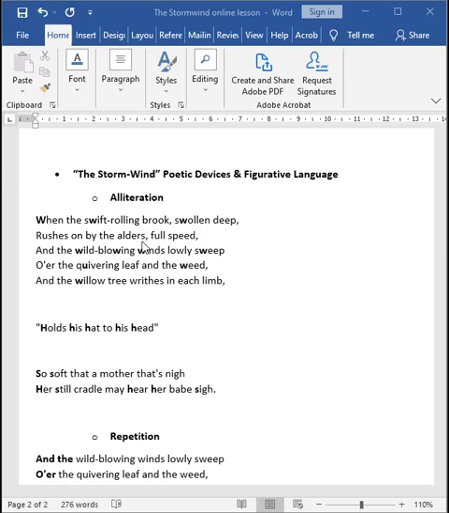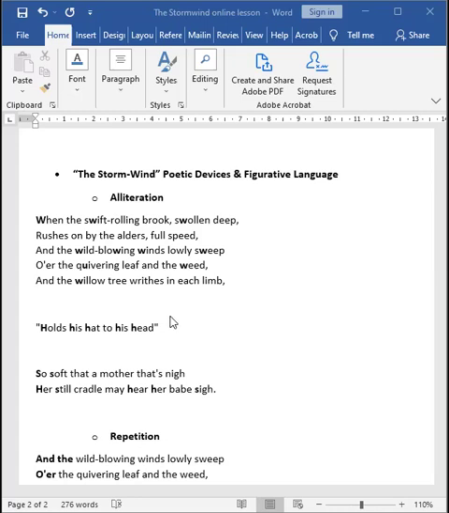Just look at one of the stanzas over here as an example. And this is the stanza, along with its alliteration and sibilants together, it sounds like a storm itself. For example, when the swift rolling brook swollen deep, and all this stanza, beginning with W, while blowing winds again with W, weed with W, willow with W, and then swift and swollen. All these together are creating the sound of the storm.